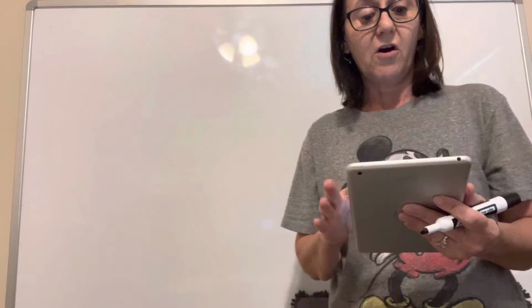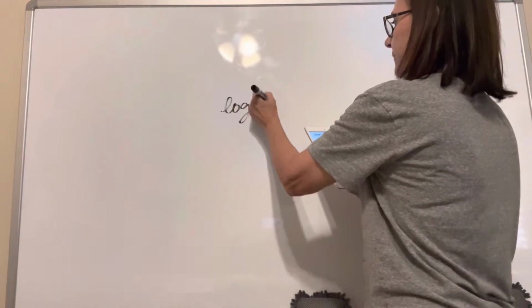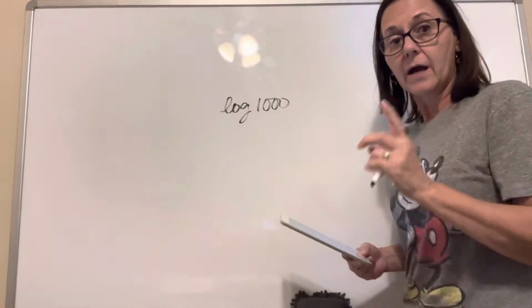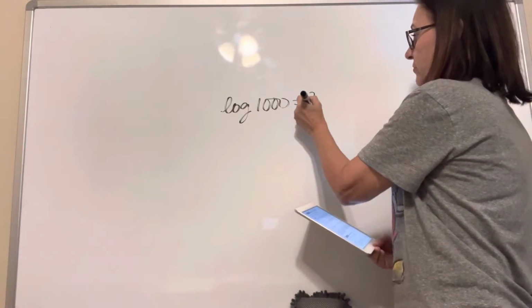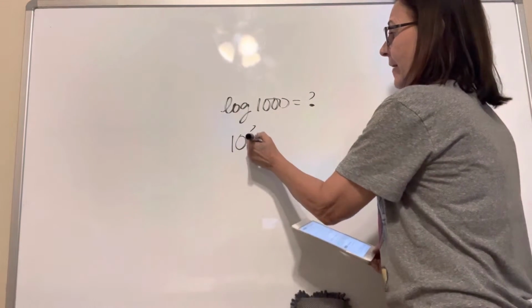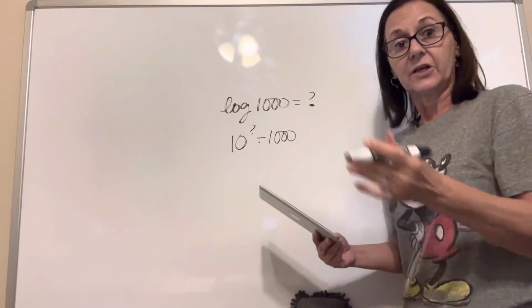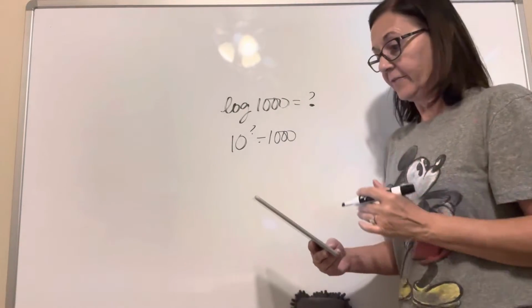It wants us to solve these without using a calculator. So the first one is the log of 1,000. Well, in my mind, here's what we want to know. This is 10 to some power equals 1,000. So it's 3, right? Because 10 cubed equals 1,000.